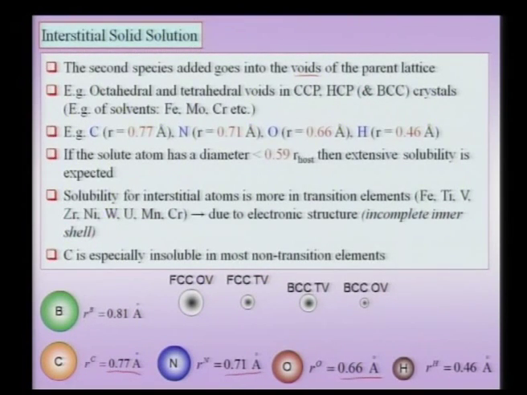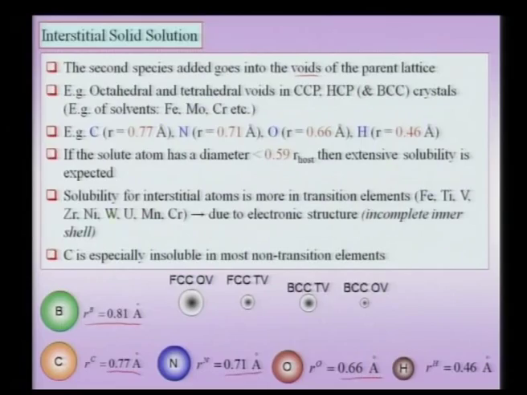Boron has a larger radius, and as I pointed out, boron can form an interstitial solid solution, in some cases a substitutional solid solution also, and in other cases it can sit in both positions. Now, the first rule: if something has to form an interstitial solid solution, the atom has to be small in size. So that is one thing we have seen.